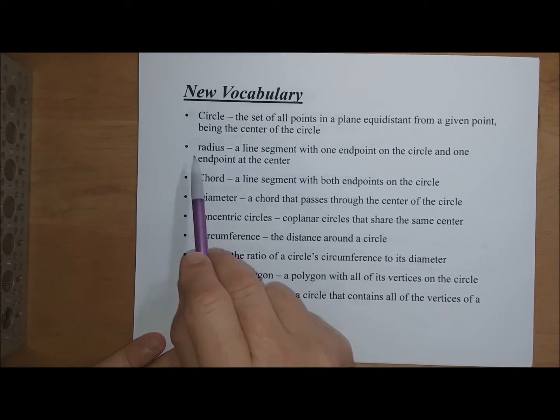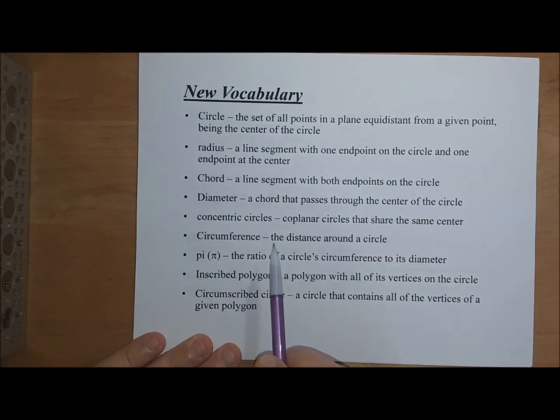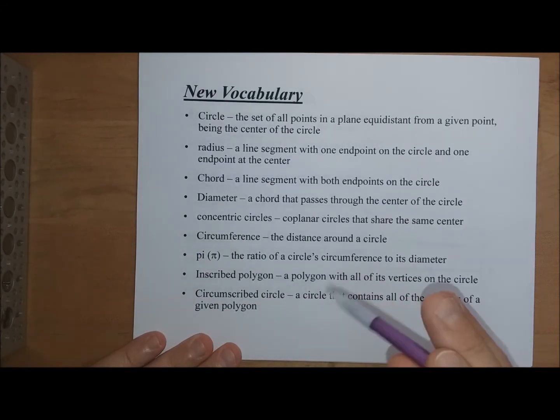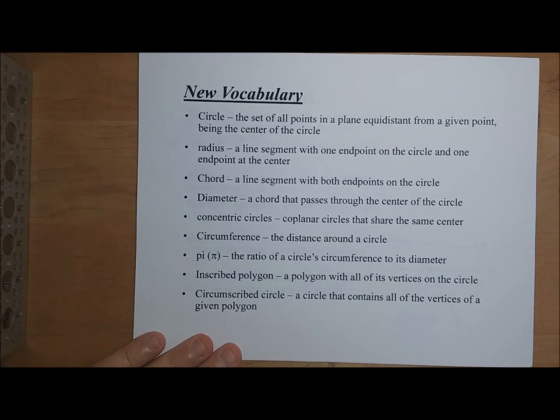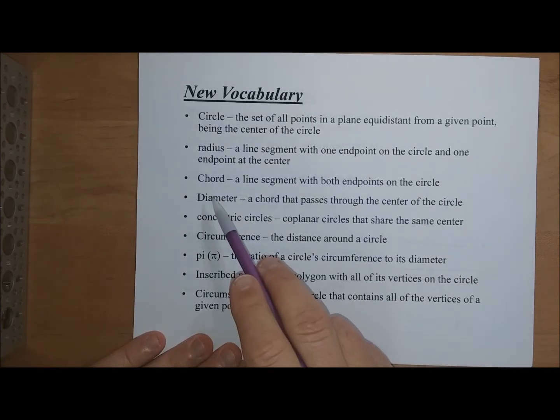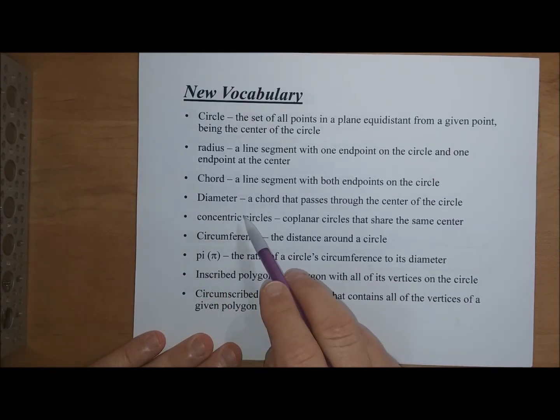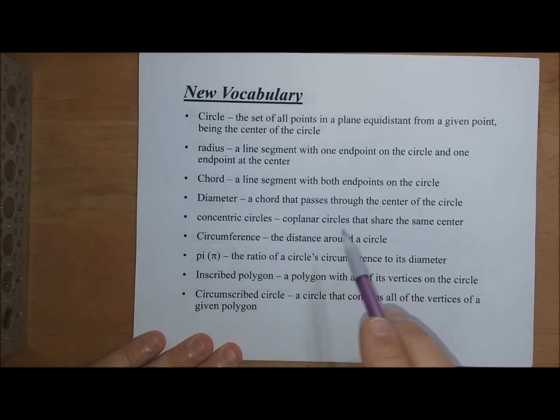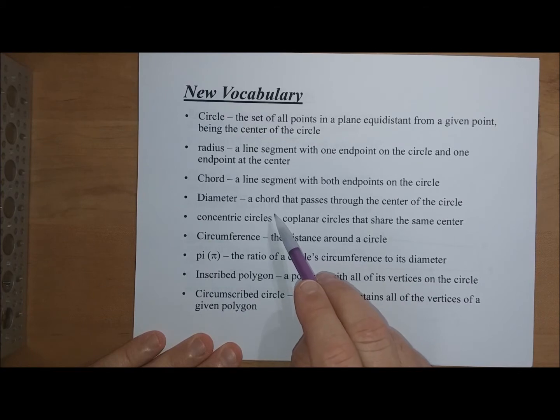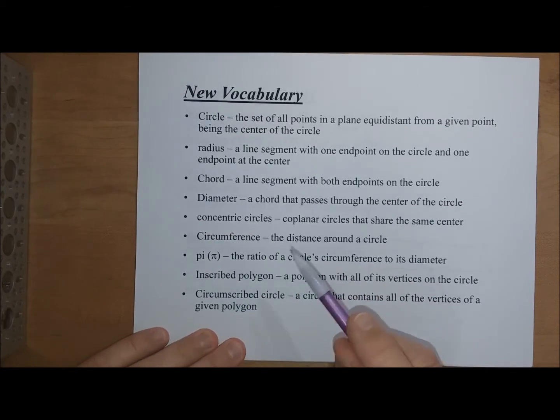And in our circles, we have radii, which are line segments that have one endpoint at the center of the circle and one endpoint on the circle. We can also draw chords in circles, which are line segments that have both of their endpoints on the circle. And a diameter is actually a type of chord. It happens to be the chord that has both its endpoints on the circle and passes through the center of the circle.